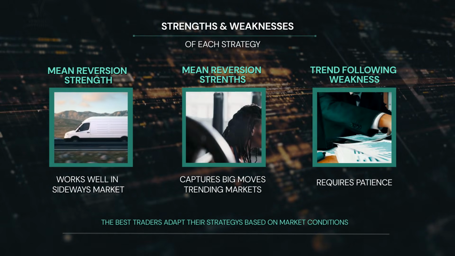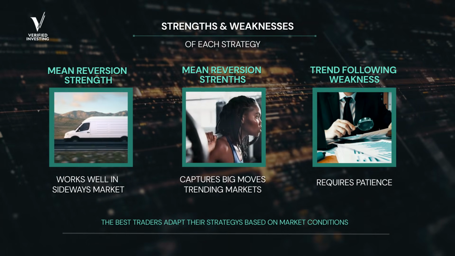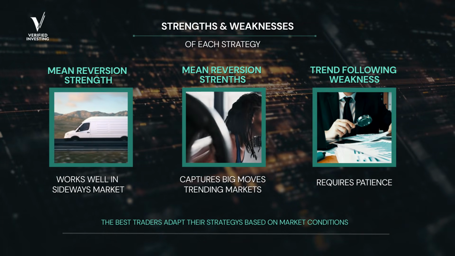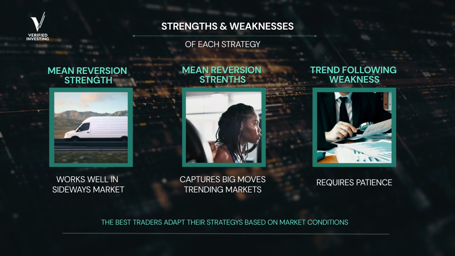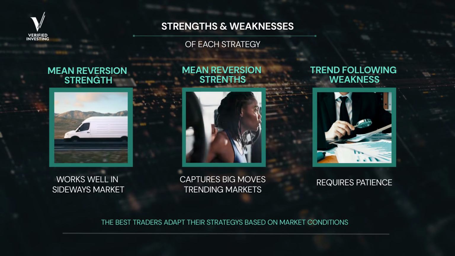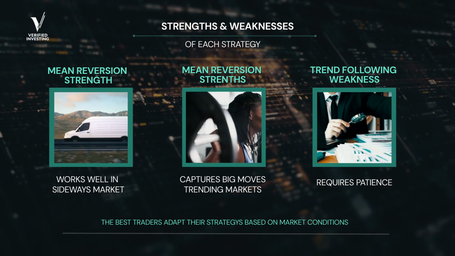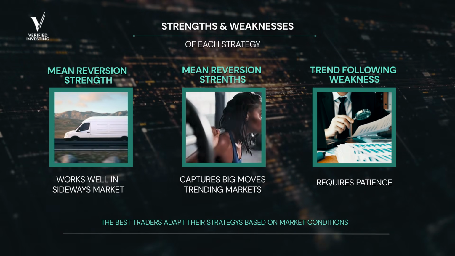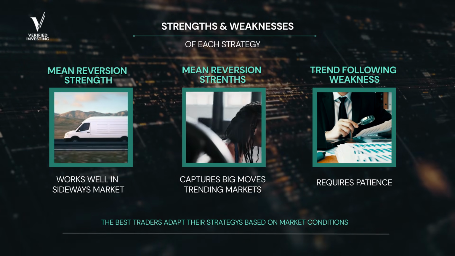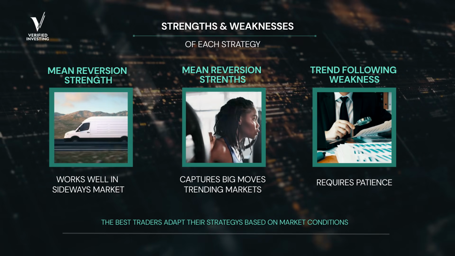Each strategy has strengths and weaknesses. Mean reversion strengths: works well in sideways markets, offers frequent trade opportunities. Mean reversion weaknesses: can fail in strong trends where price moves far beyond expected reversion points. Trend following strengths: captures big moves, ideal for trending markets. Trend following weaknesses: requires patience, can lead to losses in choppy, range-bound markets. The best traders adapt their strategy based on market conditions.